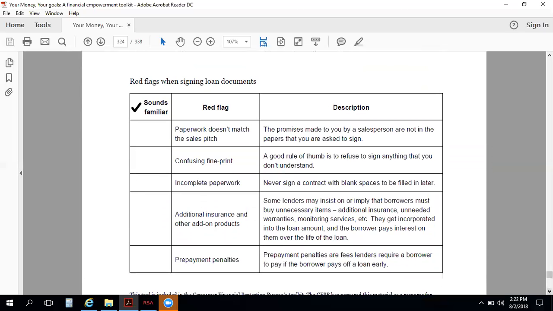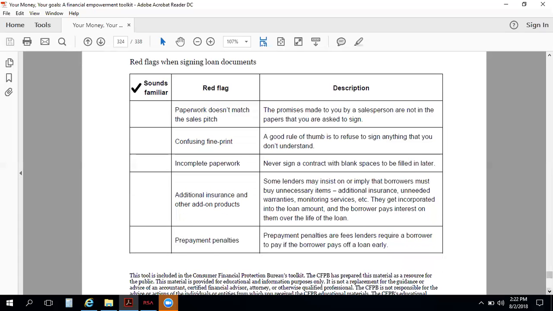Another common one is incomplete paperwork. If a company pushing a particular product or service is asking the client to sign a contract, they've got to make sure that it's complete and that they understand everything that's in it. If there are things missing that they talked about but that are not in writing, that's an indicator that it's not a legit contract.